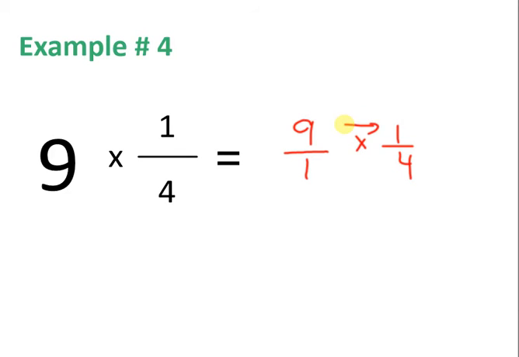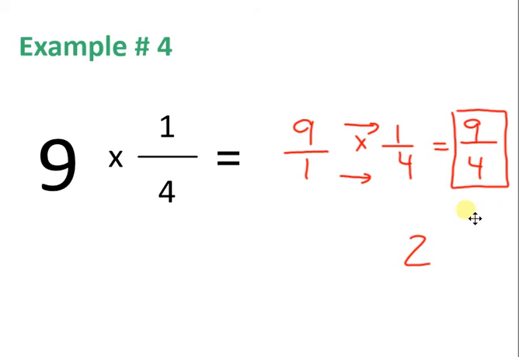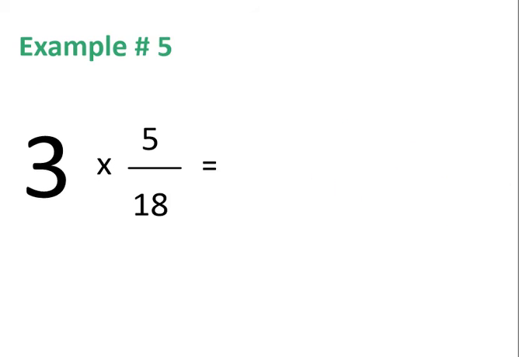So I'm going to multiply straight across. 9 times 1 is 9. 1 times 4 is 4. And we are left with 9 over 4. Now, just to practice, let's also make that a mixed number. How many times does 4 go into 9? 2 times. Okay, 2 times 4 is 8. What's the difference between 8 and 9? 1, and keep the same bottom. Okay, right there. And it's already simplified.